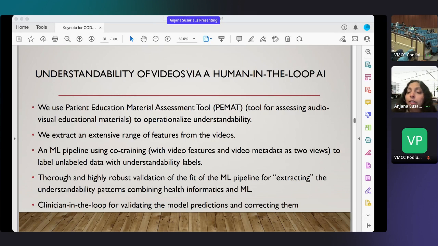So we consulted with patient education experts, and there is a guideline developed by the Agency for Healthcare Research and Quality, AHRQ, called the PMAT, Patient Education Material Assessment Tool. What PMAT provides is guidelines that say when a video is understandable from a patient education perspective. So they're best practice guidelines.